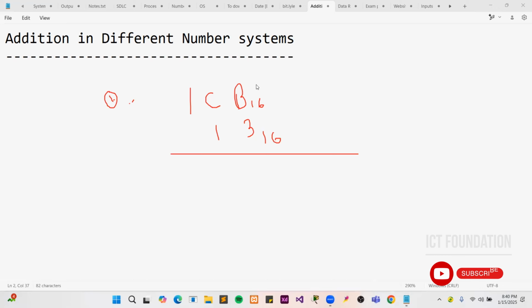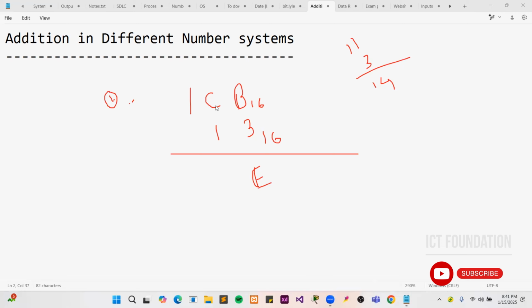Generally, you know, A means 10, B means 11, isn't it? So B means 11. Then 3, you have to add, and the final value is 14. You can't write 14 directly, because after 15 we can't write. So 14 means E. You can write the direct value as E here.